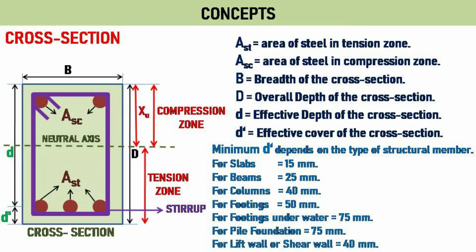The minimum effective cover for different structures are shown here. That is, for slabs, minimum effective cover is 15 mm. For beams, minimum effective cover is 25 mm. For columns, 40 mm. For footings, 50 mm. For footings underwater, 75 mm. For pile foundation, 75 mm. For lift wall or shear wall, minimum effective cover is 40 mm.